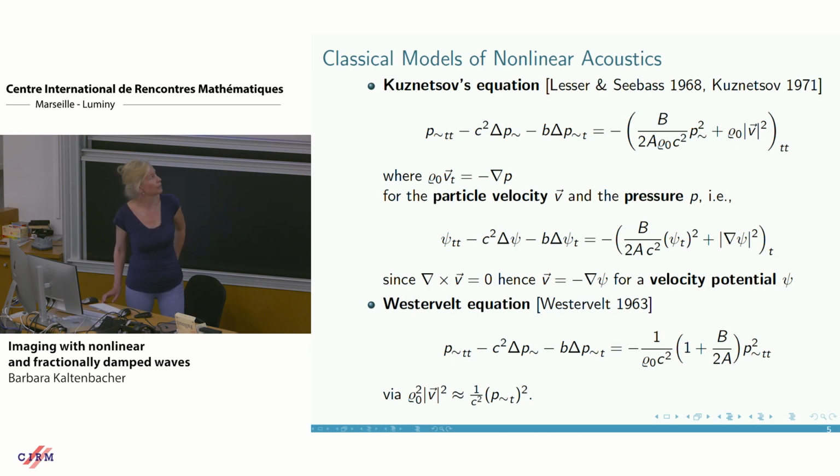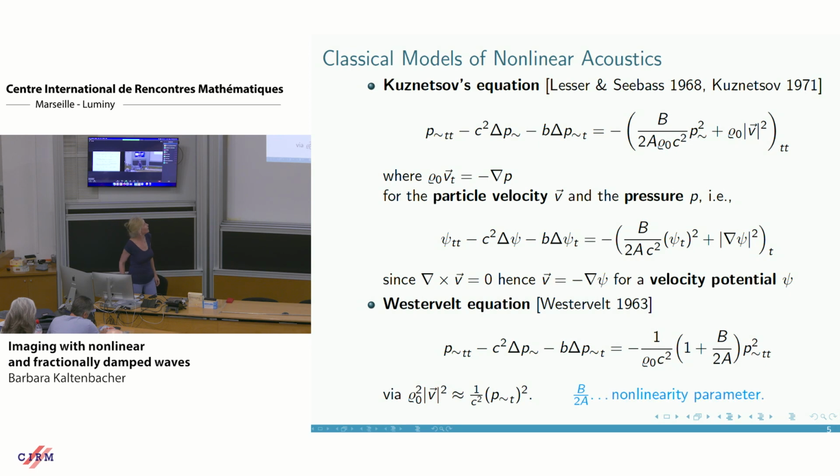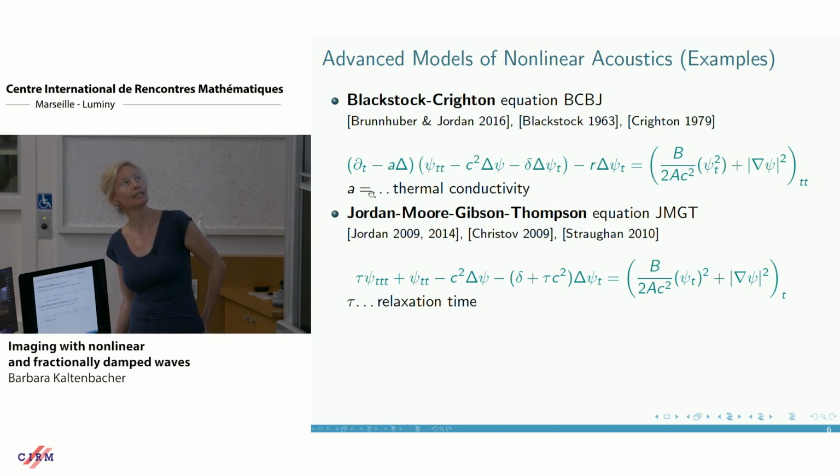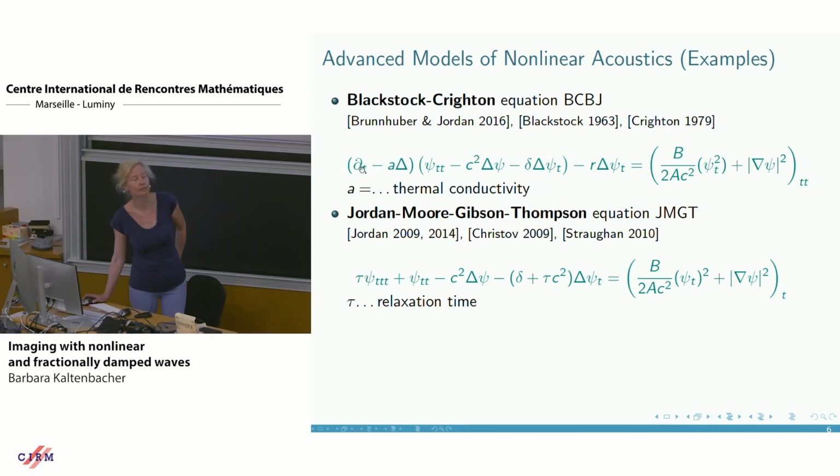But there's further possibilities. So as I mentioned, one can do further modeling by taking temperature into account, for example. And that's then, one ends up with higher order models, such as the Blackstock-Crichton, or also called BCBJ for abbreviation, equation. You literally see there's temperature evolution involved because there's a thermal conductivity and there's this heat operator here in front. That's why I've written it like this.